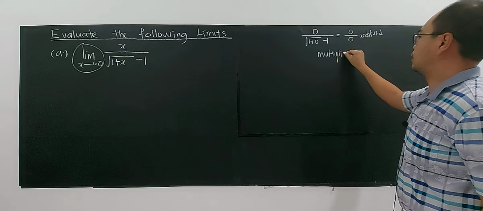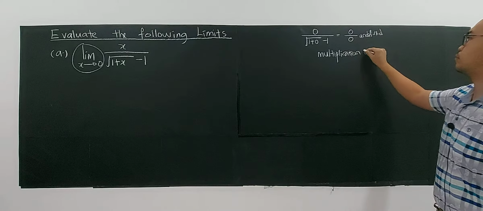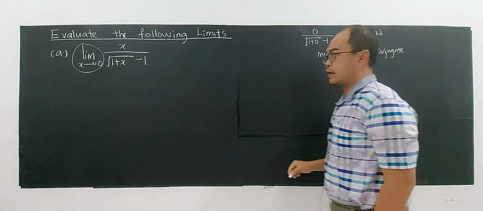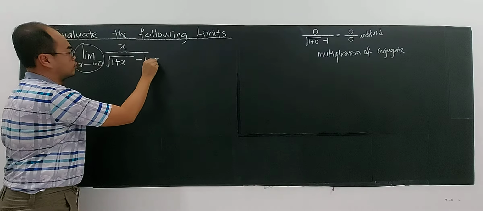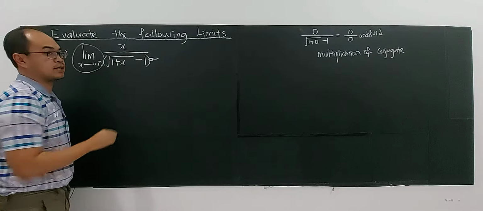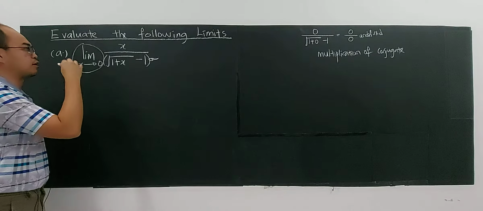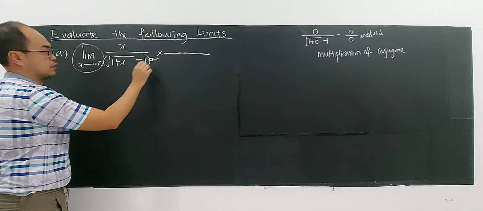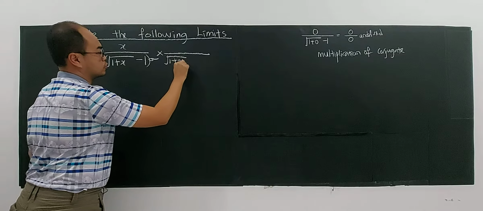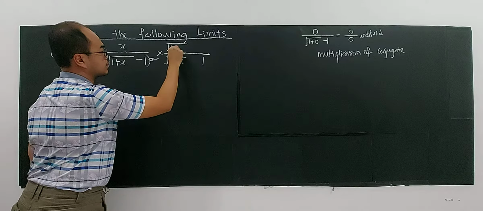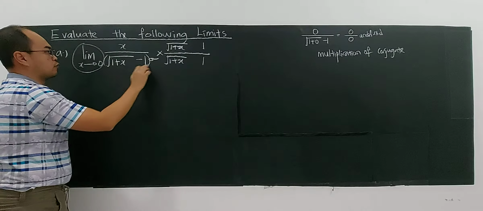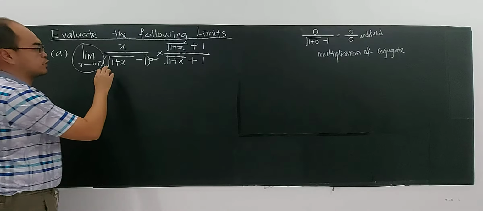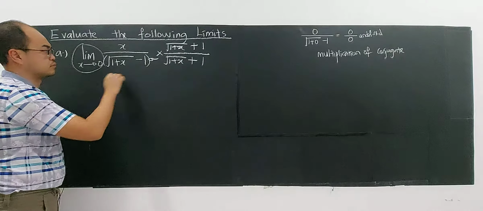All right, multiplication by the conjugate. What is the conjugate for this surd? This is a surd function, this is our target here. The technique to evaluate this type of limit is to multiply with the conjugate of the surd. So it will be the square root of 1 plus x, and the conjugate of this will be plus 1, right? We want to get rid of the surd here.